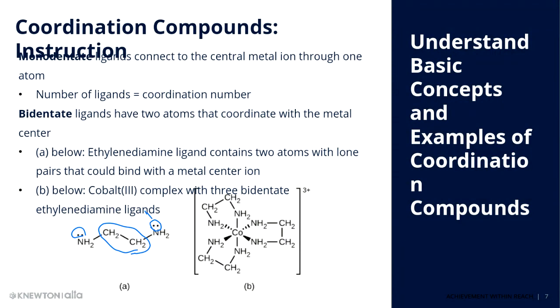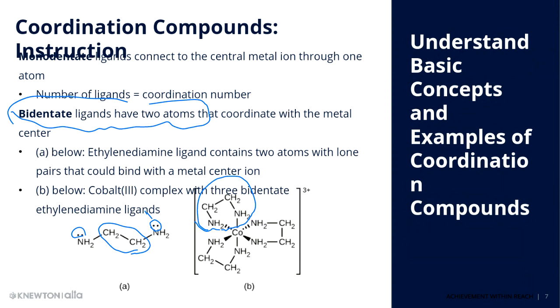So if you take any one of these groups, it forms two bonds. This is known as bidentate. Bidentate ligands have two atoms that they can form coordinate bonds with the metal ion in the center. So each one would count basically as two.